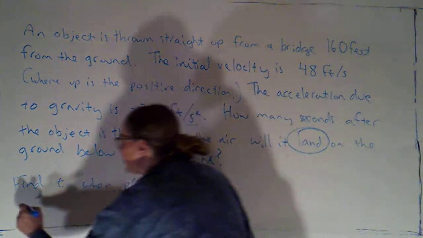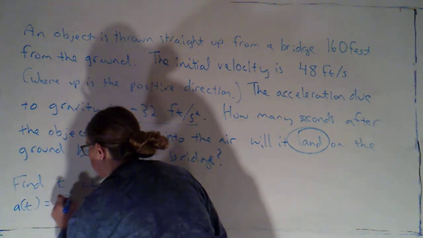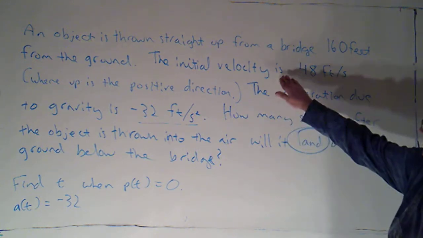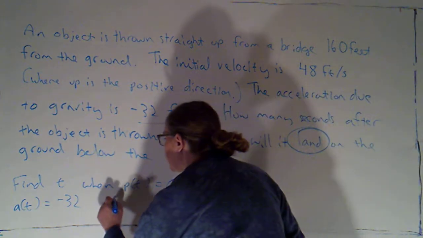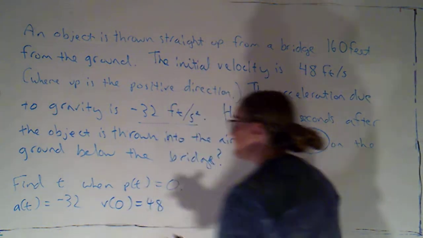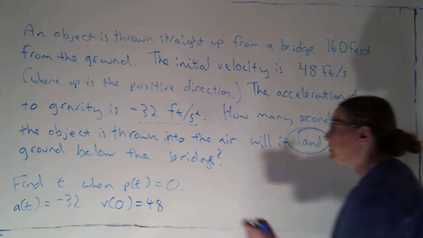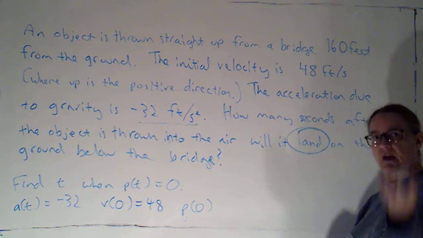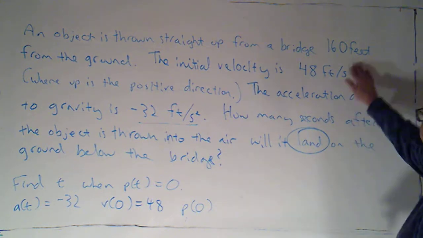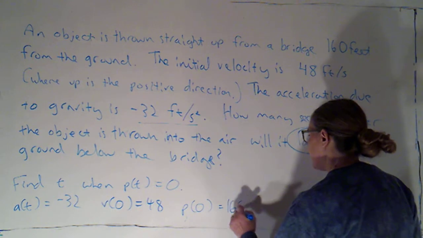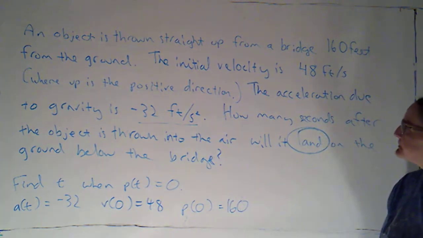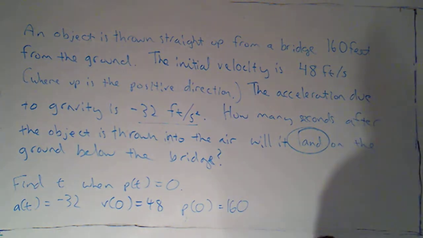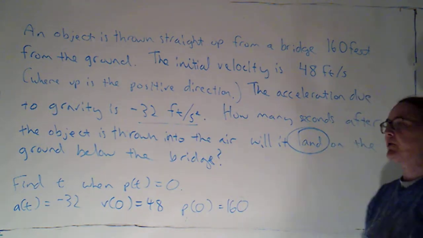So what I'm given is that the acceleration is constant. It's negative 32. And I'm given some initial conditions. The initial velocity, the velocity at time 0, is 48. And I know the initial position as well, which would be the position at time 0. I'm going to declare time 0 to be the time that I throw the object into the air. If I'm on this bridge that's 160 feet from the ground, it's starting 160 feet from the ground. We're supposing that I'm leaning over so that it's the height of the bridge, not taking into account the height of the person throwing it.